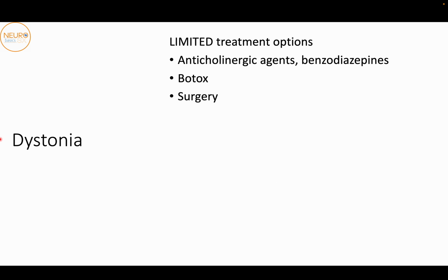Now, when it comes to dystonia, there are very limited treatment options. Even with medications, there are only anticholinergic agents and benzodiazepines. Apart from these, there's really not much else you can do with medications. You can also give Botox to the particular muscle involved if it is a localized or focal dystonia. But a very good treatment option with dystonia turns out to be surgery.